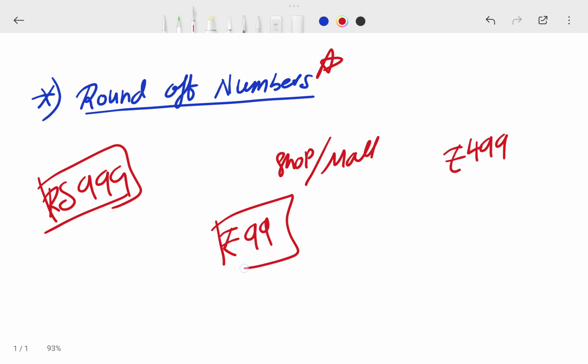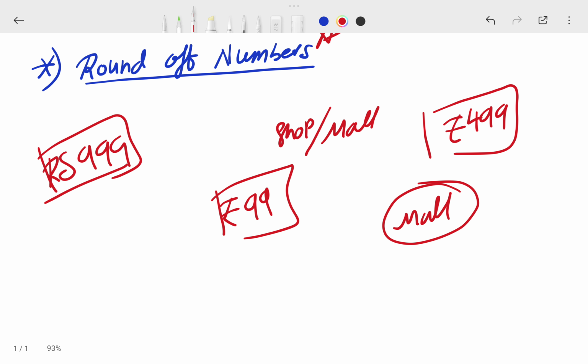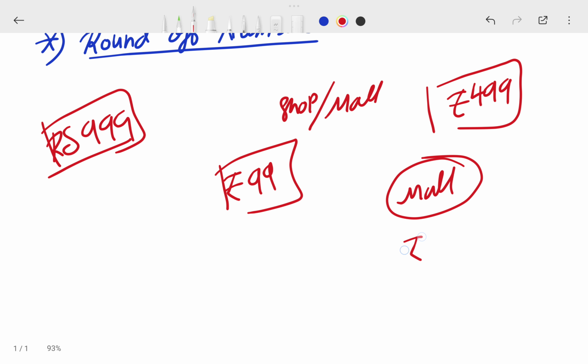Okay, let's suppose your mom went to a mall, and if you are a boy, she purchased a shirt or any t-shirt. If you are a girl, she purchased a frock or sari or something. Let's suppose your mom or father went to a mall and purchased a t-shirt or sari, and the price is 999 rupees. The price is 990 rupees.